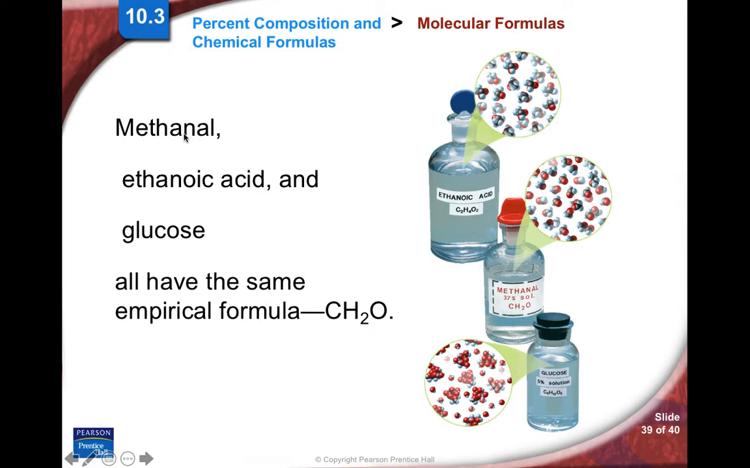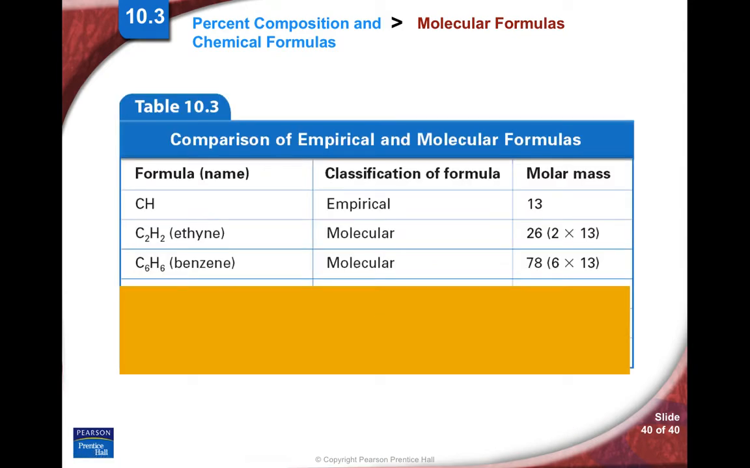So here we are, methanol, ethanoic acid, they're out of order on the slide, and glucose. They all have the same empirical formula, CH2O. When you figure out what the empirical formula should weigh, 12 for carbon, 1 for hydrogen, that's 13. The molecular mass of ethyne is 26. And if you take 26 divided by 13, obviously you can see it's 2. So we put the 2 subscripts here.